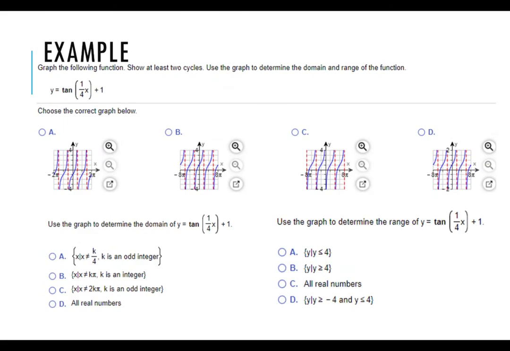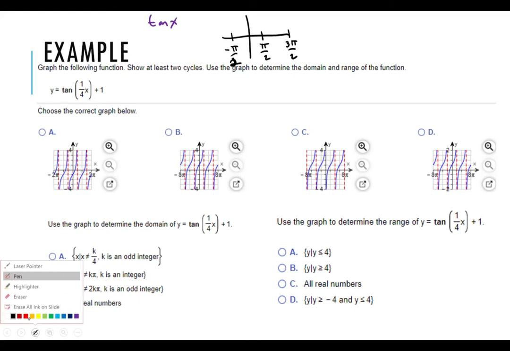Now let's try one with tangent. So we want to graph the following function, and we want to show at least 2 cycles, and we want to use the graph to determine the domain and range. So we're really doing all the exact same things. Alright, so once again, I like to remind myself of the parent function. And so the tangent function looks like what? Well, the tangent function has vertical asymptotes at odd integer multiples of pi halves. Okay? And so pi halves, negative pi halves, 3 pi halves, so on and so forth.